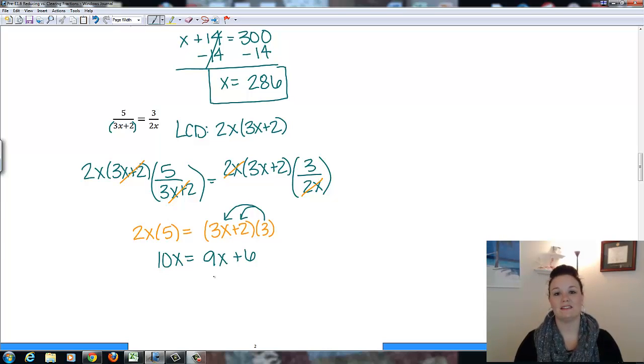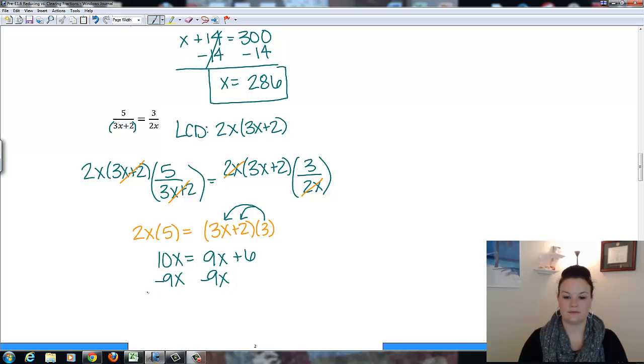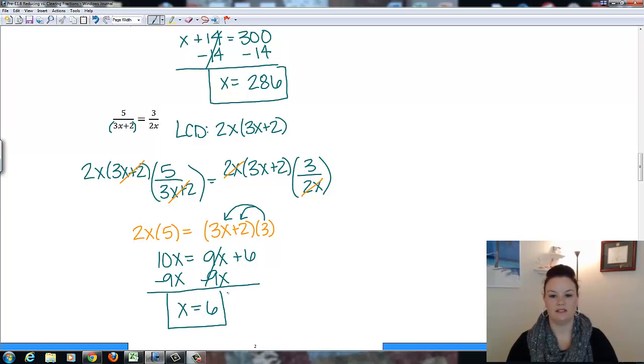Then I move my x's all to the same side. So minus 9x leaves me with just 1x is equal to 6, which would be my solution.